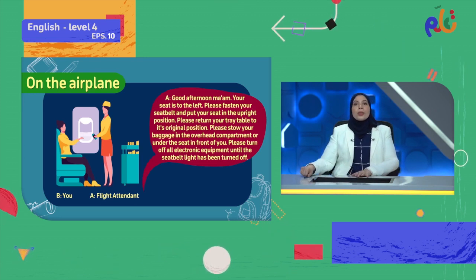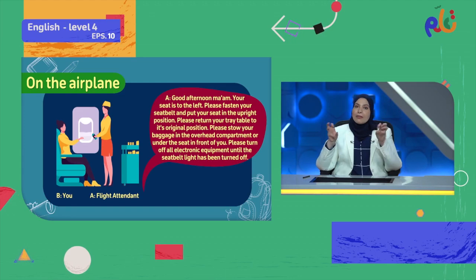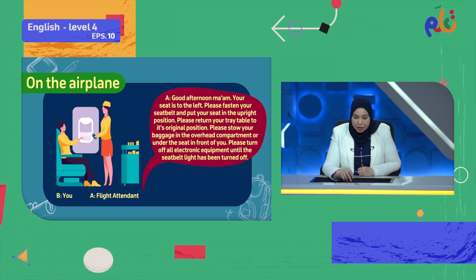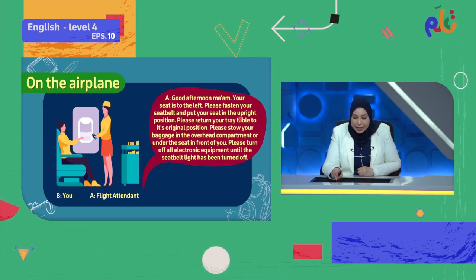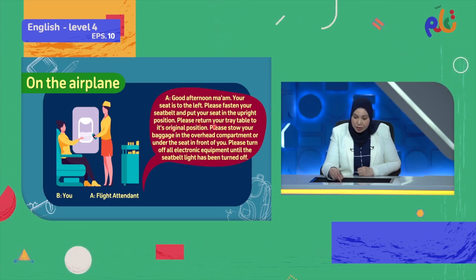Okay, so for the seat, we have different positions. We have upright position like sitting. And we have reclining position, the position for sleeping. When the airplane is taking off, everybody has to put his seat on the upright position. So please put your seat in the upright position and please return your tray table to its original position.